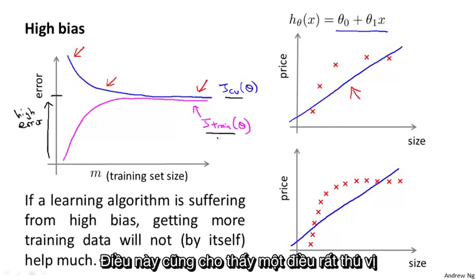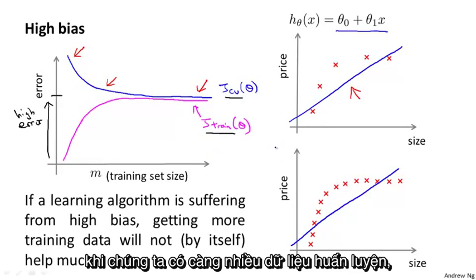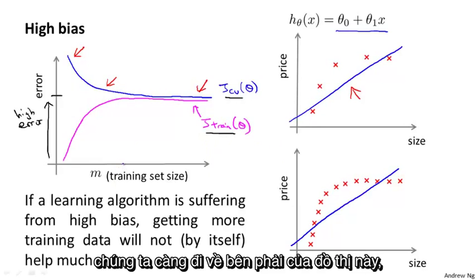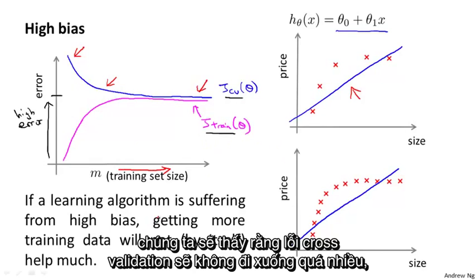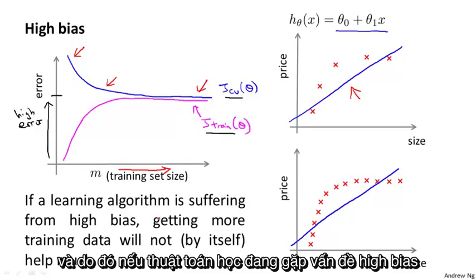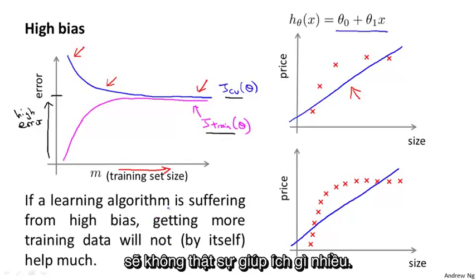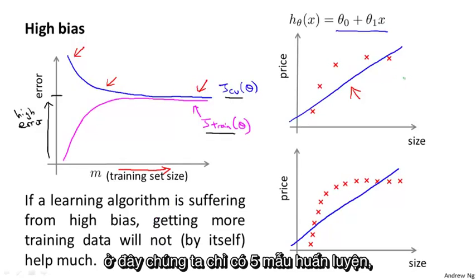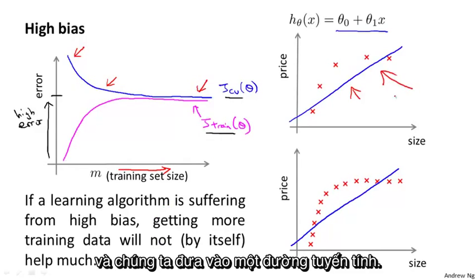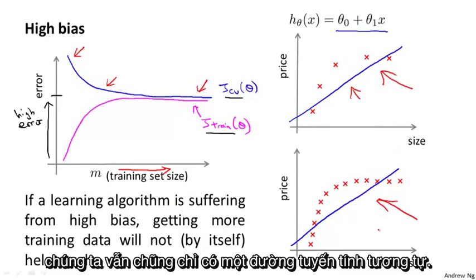This also implies something very interesting, which is that if a learning algorithm has high bias, as we get more and more training examples, that is, as we move to the right of this figure, we'll notice that the cross-validation error isn't going down much. It's basically flattened out. And so if a learning algorithm is already suffering from high bias, getting more training data by itself will actually not help that much. And as a concrete example, in the figure on the right, here we had only 5 training examples and we fit a certain straight line, and when we had a ton more training data, we still ended up with roughly the same straight line.